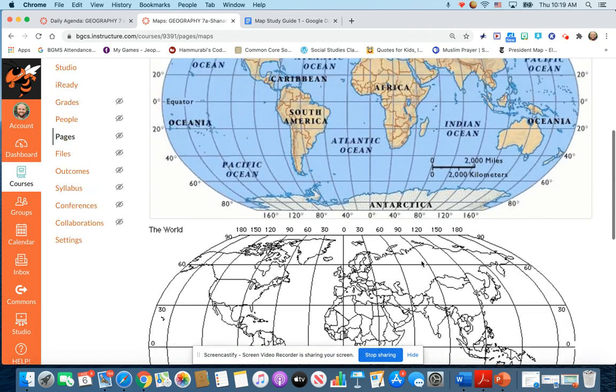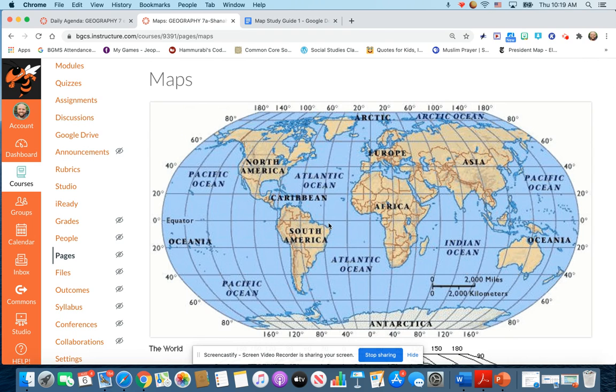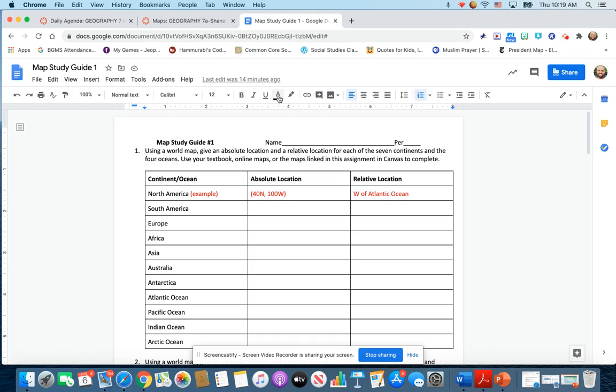And all of these maps have lines of latitude. Those are the ones that go east and west, and they help us measure how far we are north or south of the equator. And then we have lines of longitude. They run north and south, and they measure how far we are going east or west of the prime meridian, which is this line here, 0 degrees. So we've got the equator at 0 degrees, dividing north and south. We have the prime meridian at 0 degrees, dividing east from west.